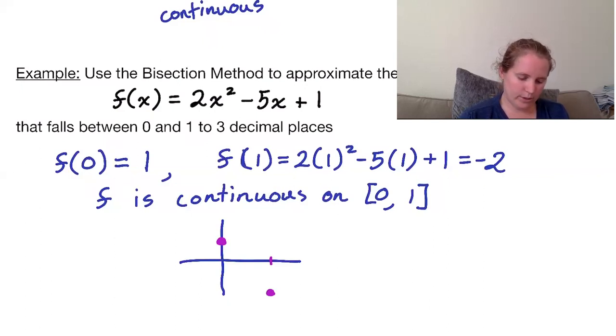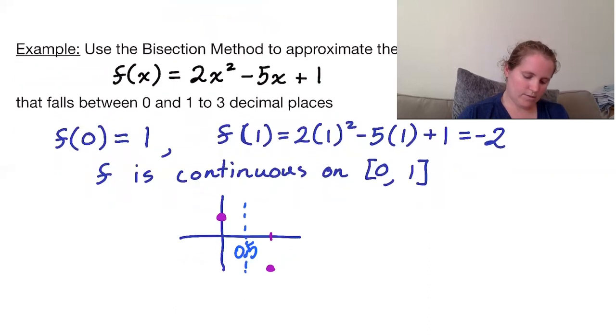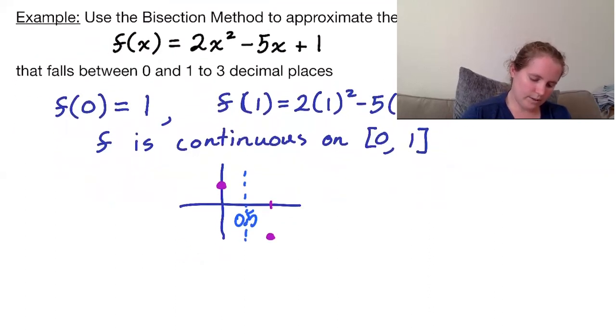So the first thing we're going to do is split our interval. This will be at 0.5. And we're going to figure out, are we above or below the x-axis? Here at 0 we're at 1. So we need to figure out, are we above or below the x-axis when x equals 0.5?